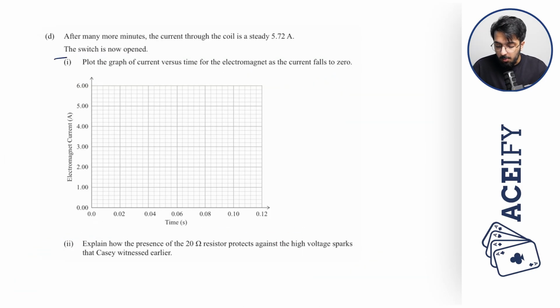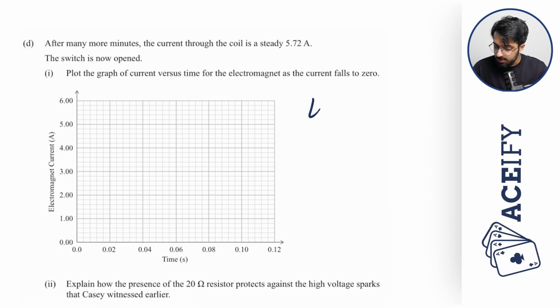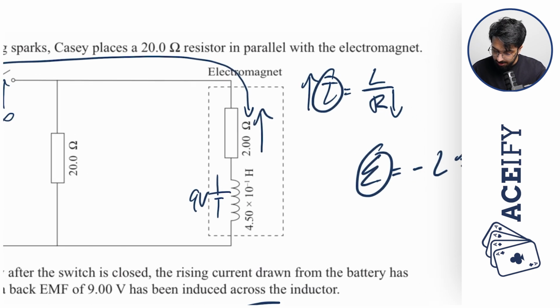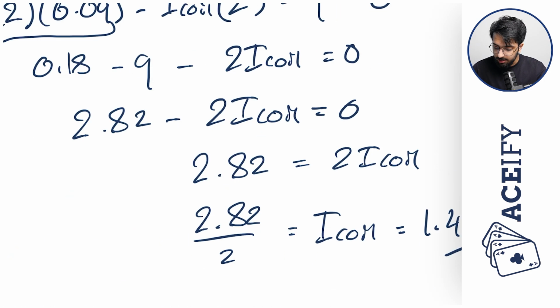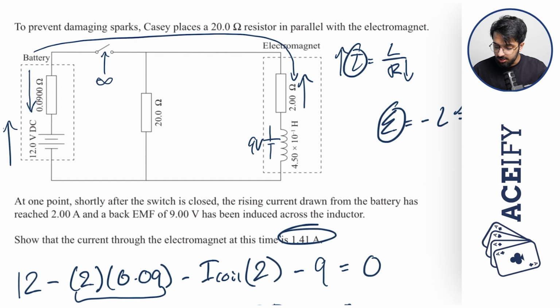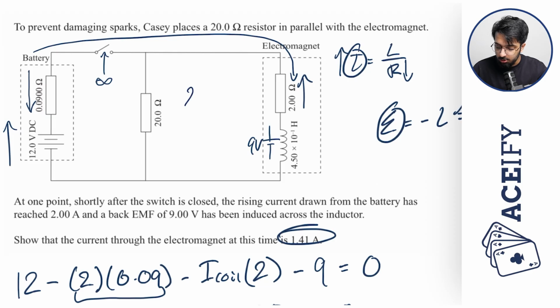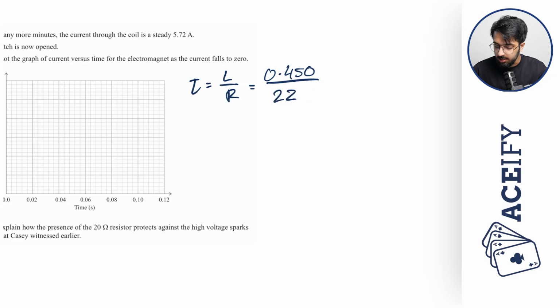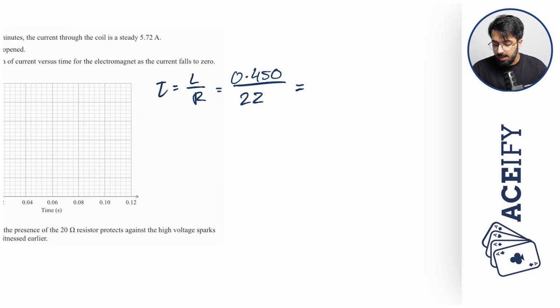Now we need to do part 1, so plot the graph, all right? Again, we know our time constant is equal to L all over R. Our inductance is given right here as 4.5 times 10 to the negative 1, and so that's equal to 0.45, like so, all over our resistance, which when the switch is opened is equal to 22 ohms, because we have 20 ohms right here and 2 ohms right here. Okay, and so that's 22 ohms. And so that gives a time constant of 0.02 seconds.